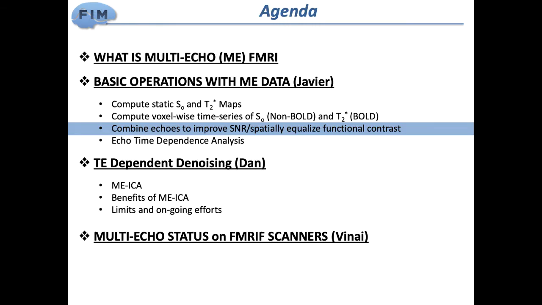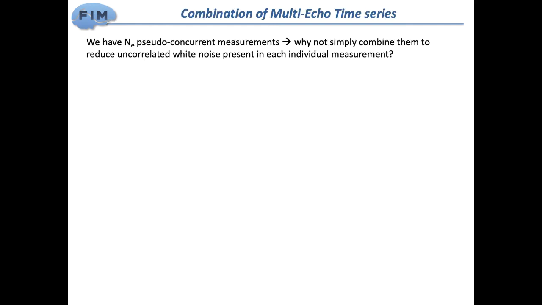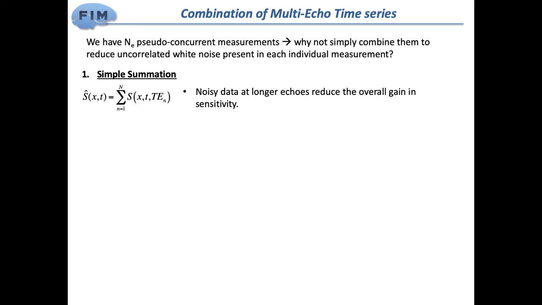So another way to go around it is to think, okay, we have 3 concurrent measures per voxel. Let's try to combine them in some way. Because even if the thermal noise is simply non-correlated across them, just by adding them up, a simple weighted average might help us. The first thing you can do is a simple summation, but that might not be the best thing to do, because as we saw, the later echo, even though it had information, might actually add more noise than information in some cases.